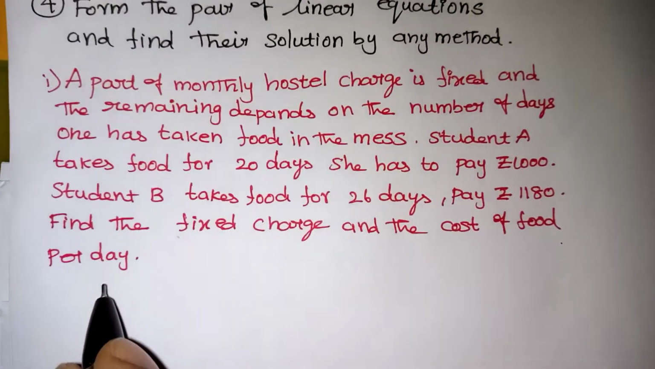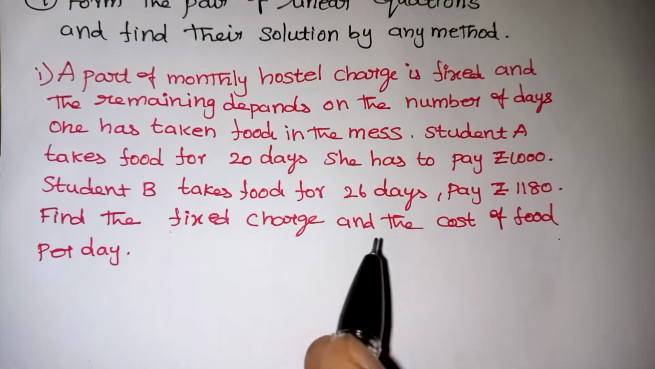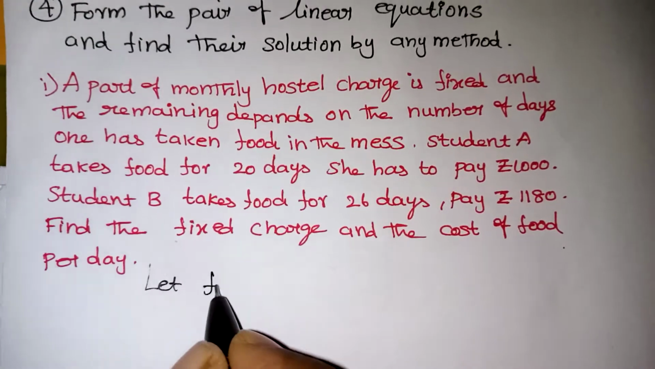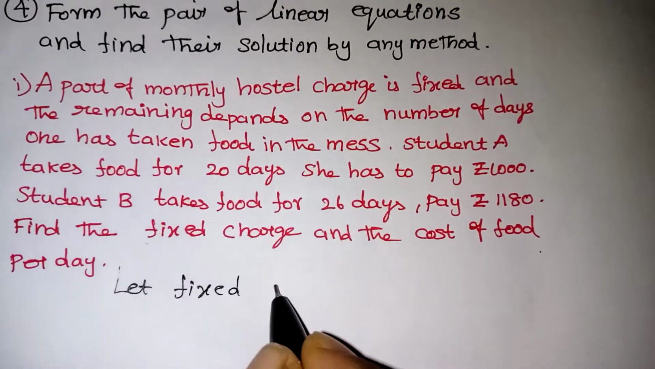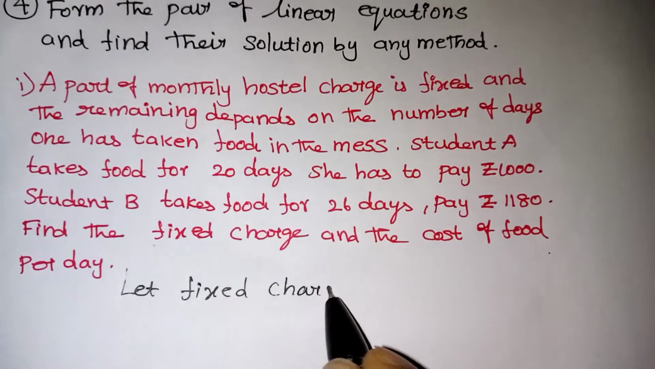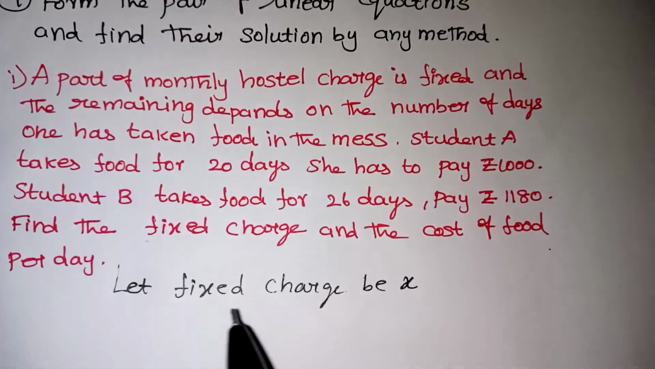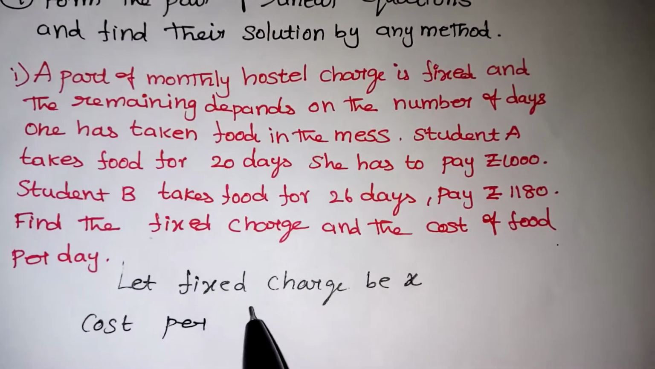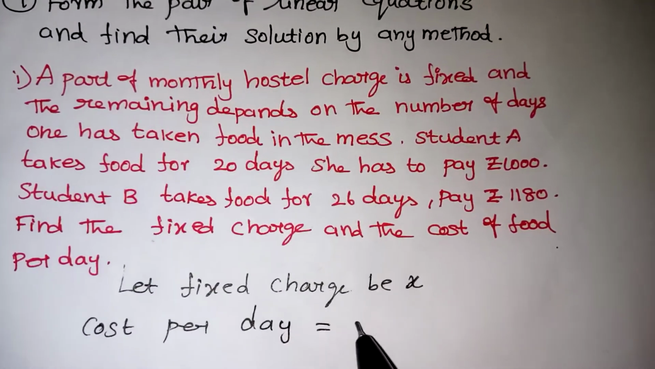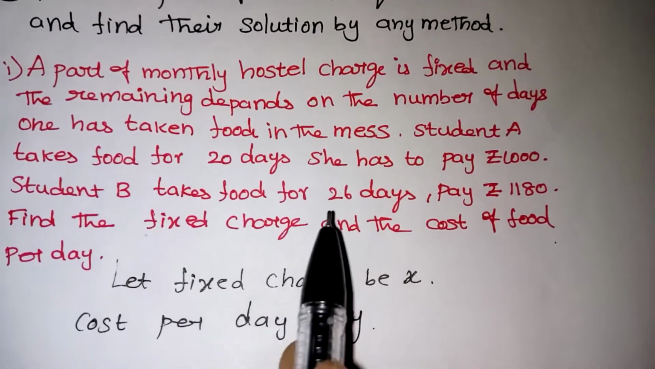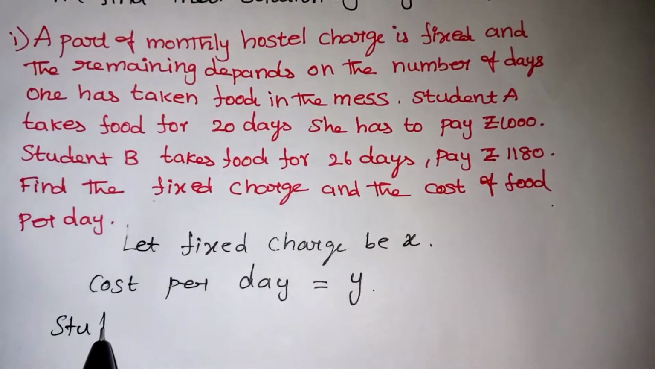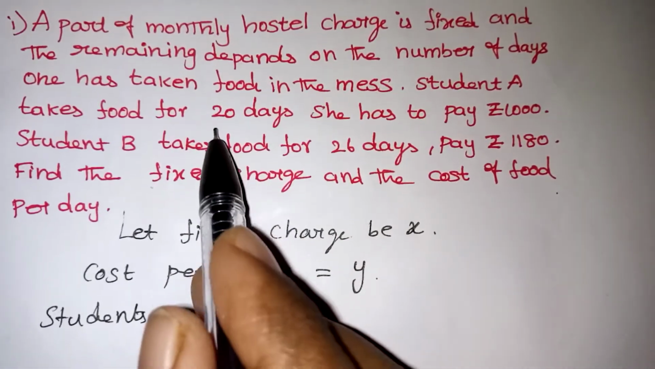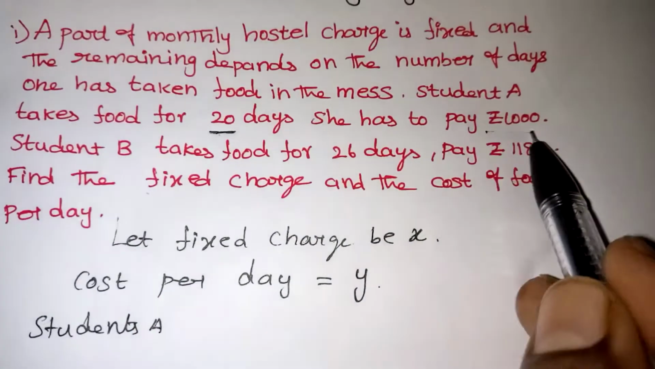For example, first we have to assume the fixed charge and the cost per day. We have to assume any variable. So let us assume, let fixed charge be X rupees. Same way cost per day, let us take it as Y rupees. Here now student A, how many days food has she taken, we will see in the question. They have given us very clearly 20 days she took the food and she paid 1000 rupees.